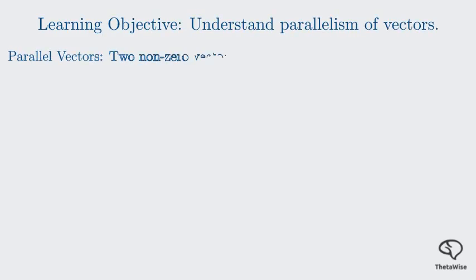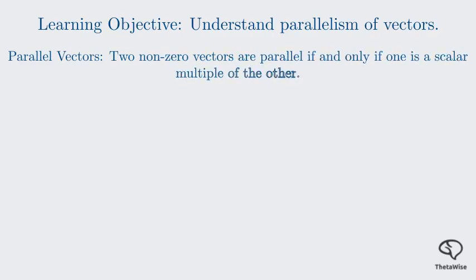We now come to the concept of parallelism. This is a crucial idea that underpins much of our work with vectors, and it's our next learning objective. Our goal is to understand the condition for 2 vectors to be parallel. The rule is simple and profound. 2 non-zero vectors are parallel if and only if one is a scalar multiple of the other.